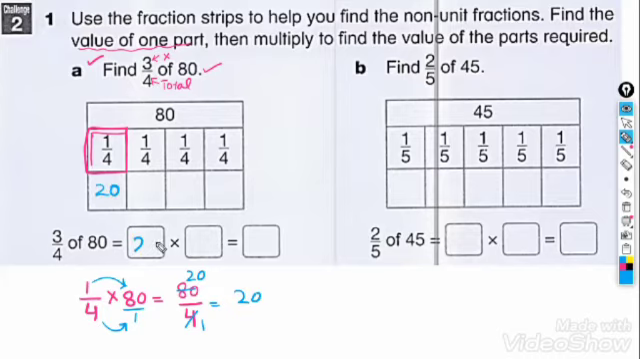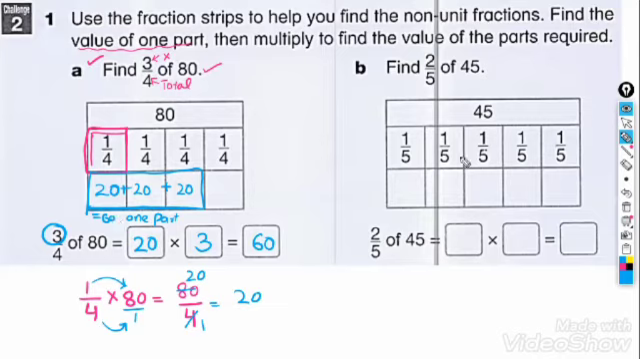Now if one part is equal to 20, how many parts do you have to find? You have to find 3 parts in total. So multiply this 20 by 3, you will get 60. You can also find it out here. If one part is 20, the second part is also 20, the third is also 20, and you have to find only these 3 parts, so just add them together. When you add them together, you will get 60.